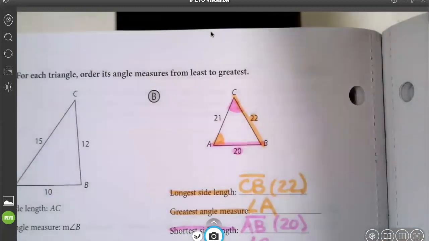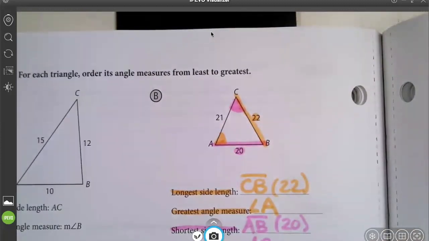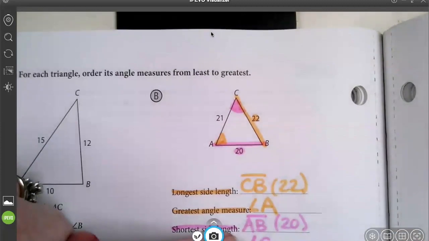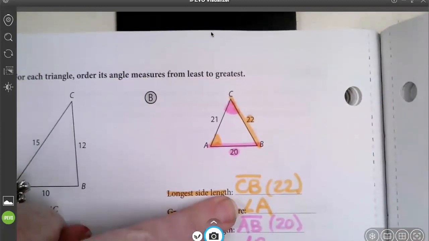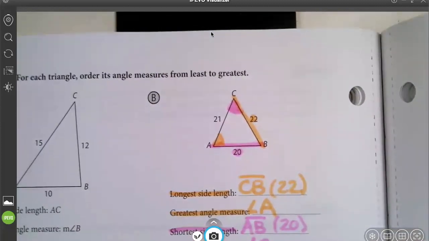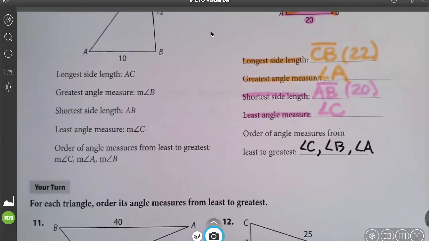And so to fill in the blank, to order from least to greatest, our least was angle C. Our greatest was A, so that must mean that B is our middle. Let's slide a little farther down the page and do some more examples on our own.